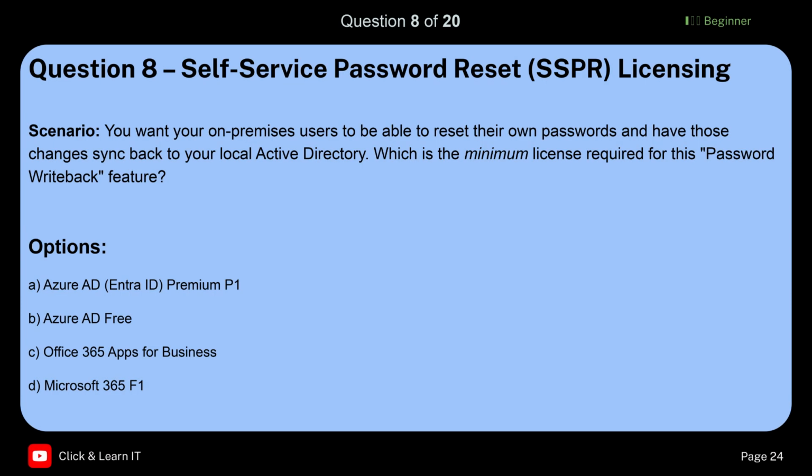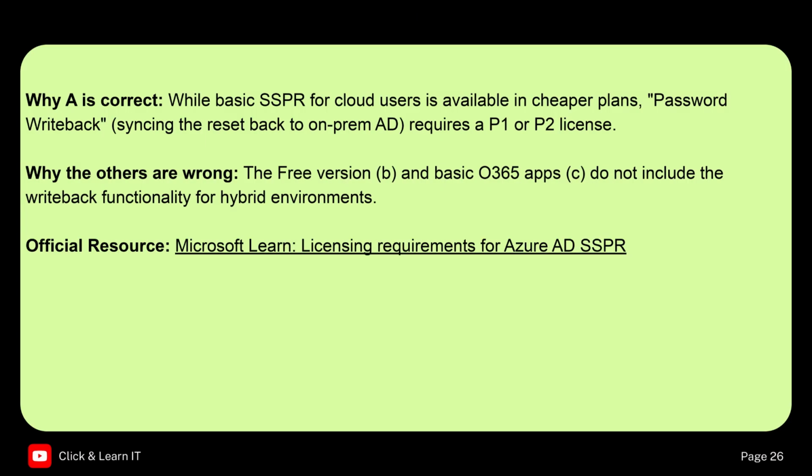Question 8. What is the minimum license required for on-premises users to reset their own passwords and have those changes sync back to the local Active Directory using password writeback? The correct answer is A, Azure AD or Entra ID Premium P1. The password writeback feature for hybrid environments requires a P1 or P2 license.